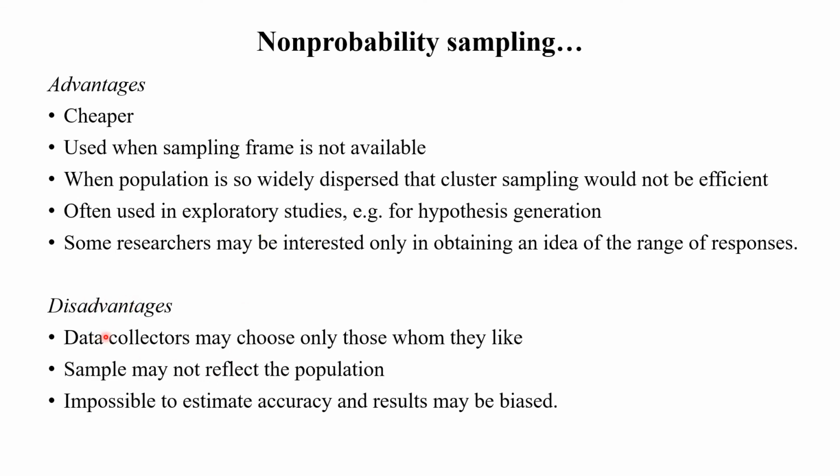Disadvantages. Data collectors may choose only those whom they like. Right? You ask them to go and study 10 villages. They just go there and study whoever are their relatives and friends. So that's not random. That's not representative. The sample may not reflect the population. Suppose you go to selected villages, but only the village which is easily accessible, right? Again, it does not fulfill our criteria, right?